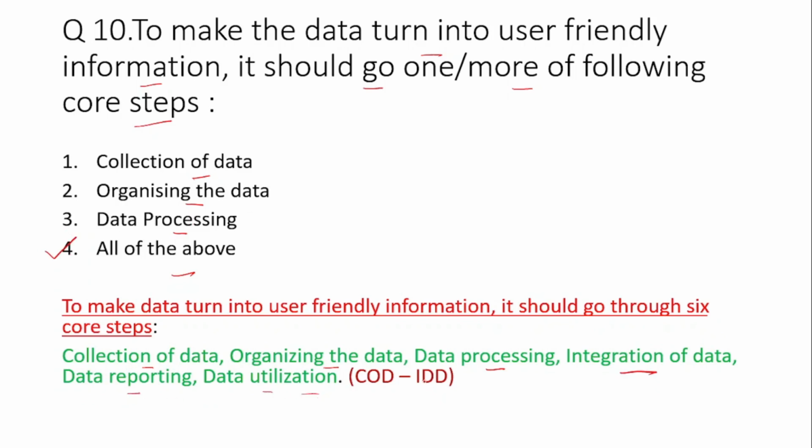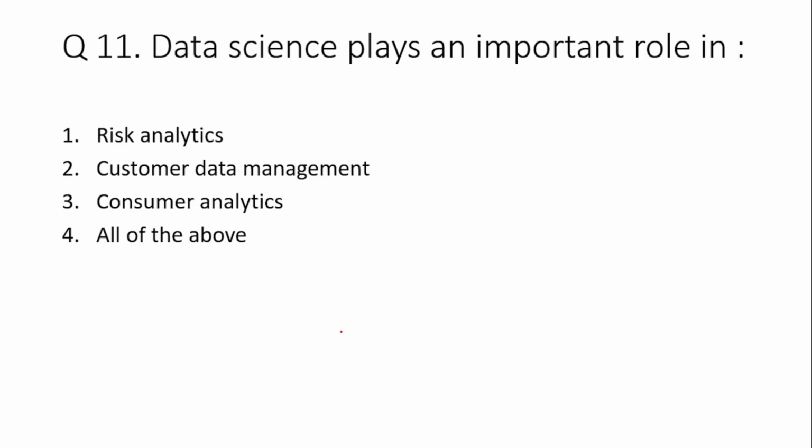How do I remember? The easier way to remember is COD. COD is cash on delivery. So COD, that's how it's easier for me to remember. Along with that, I use IDD. So COD, IDD. C is collection of data, O is organizing the data, then D is data processing, then integration, then data reporting and data utilization. Hence, the correct option is option number 4. Let's move on to the next question.